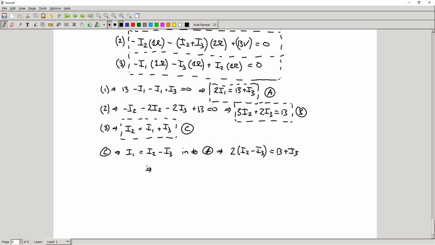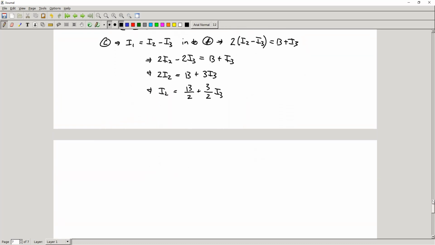We can keep cleaning this up. We'll end up with 2I2 minus 2I3 equals 13 plus I3. We can shift this around a little bit. Let's say 2I2 equals 13 plus 3I3. And let's solve this just for I2. So we'll have I2 is equal to 13 over 2 plus 3 over 2 I3. Now let's put this, and I'm going to run out of space here for sure, let's now put this into B.